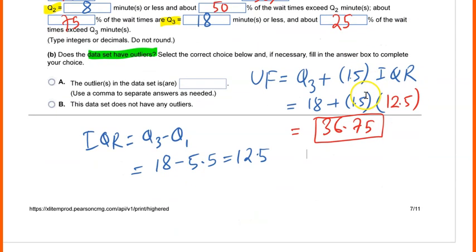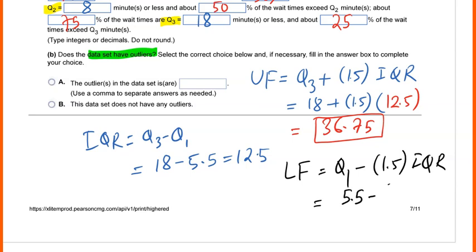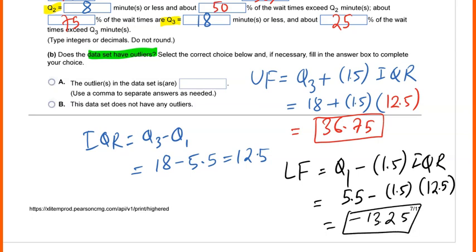And how about the lower fence? We have the formula for the lower fence, which is Q1 minus 1.5 times IQR. Okay, Q1 is what? 5.5 minus 1.5 times IQR, which is 12.5. And if you subtract here, your answer is going to be negative 13.25. This is the lower fence. This is the upper fence, this is the lower fence. Anything beyond these fences is going to be an outlier.